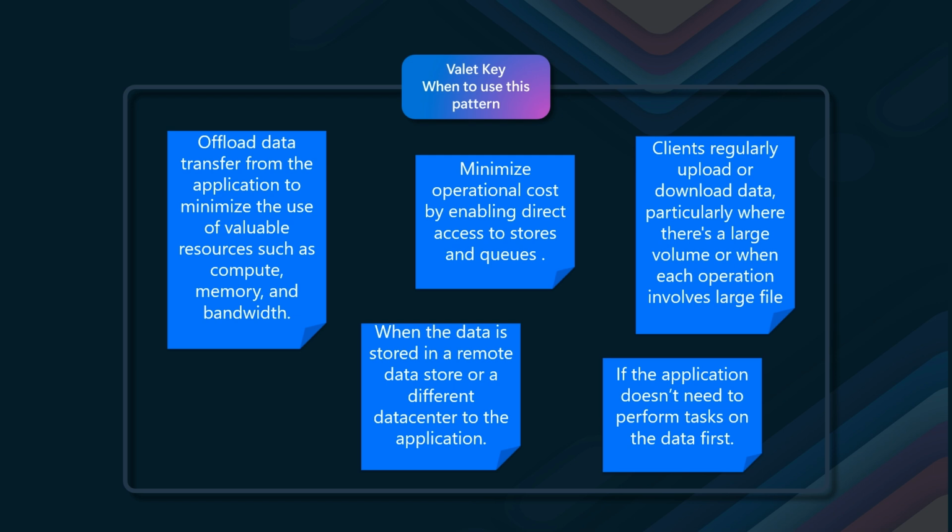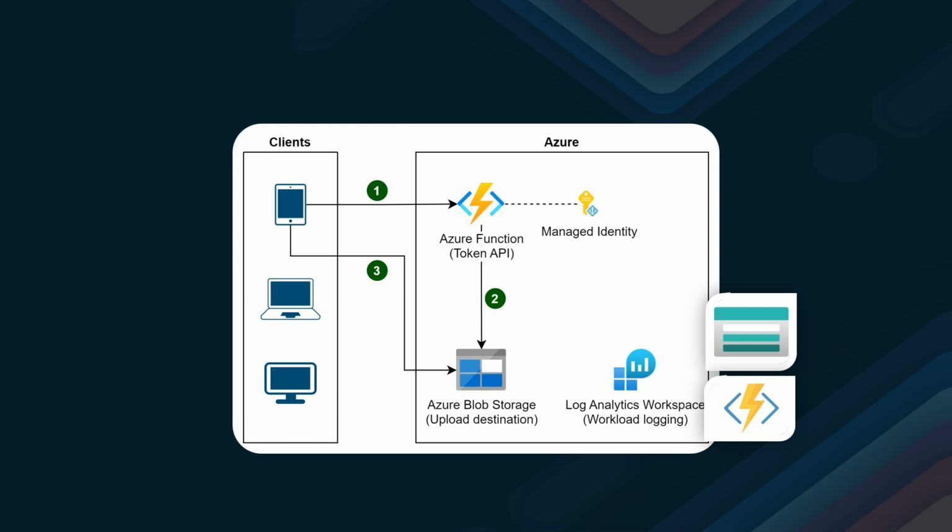Lastly, consider using the valet key pattern if the application doesn't need to perform tasks on the data first. When the application does not require pre-processing or validation of the data, direct access can simplify the data flow and reduce unnecessary processing steps. In summary, the valet key pattern is a powerful tool for offloading data transfer, minimizing operational costs, handling large volumes of data, optimizing remote data flows, and simplifying data workflows.